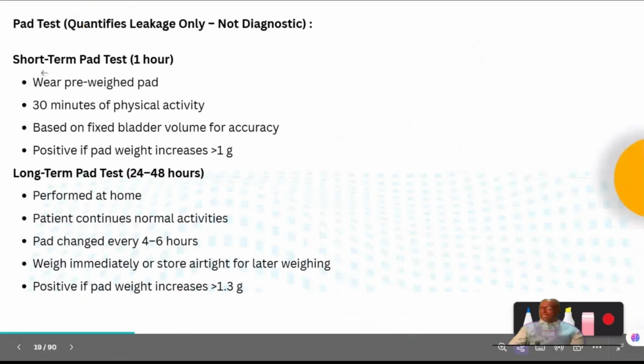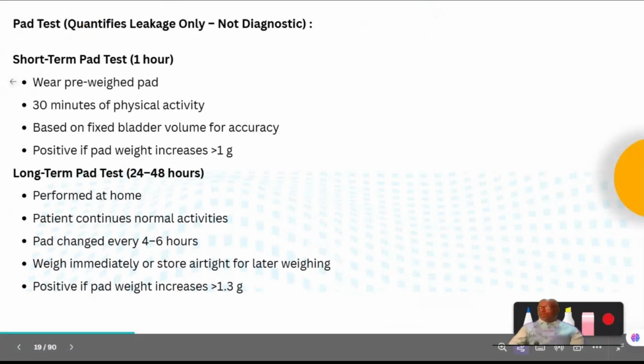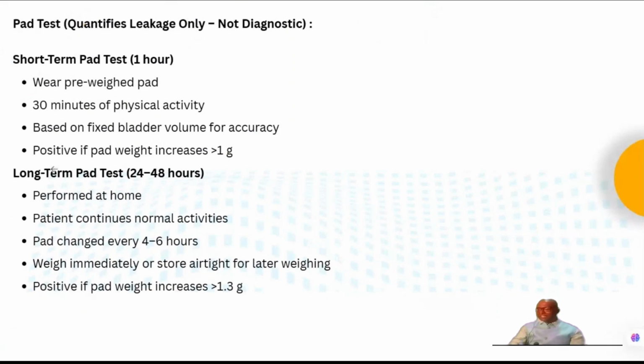Okay. Now, the pad test will quantify the leakage only, but it is not diagnostic. There are two types of pad test: a short-term pad test and a long-term pad test. The short-term pad test is for 1 hour. The patient will wear a pre-weighed pad and 30 minutes of physical activity will be advised, based on a fixed bladder volume for accuracy. The test will be positive if the pad weight increases by more than 1 gram. So at least 30 minutes of physical activity will be given, and then the pad is measured. If there is a more than 1 gram change in weight, that means the test is positive.